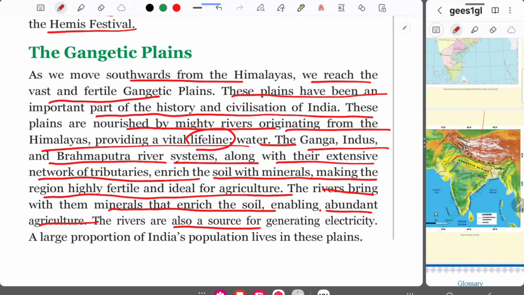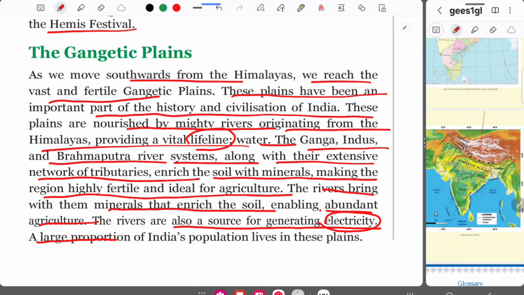Okay, the rivers are also a source of generating electricity. We have already understood how we can generate electricity using, what was the term, hydroelectricity, isn't it, hydroelectricity. With special turbines, we can generate electricity from the force of the water falling down in the river.